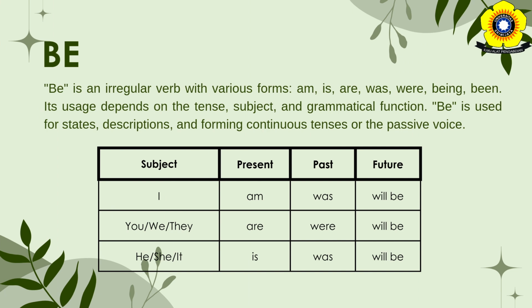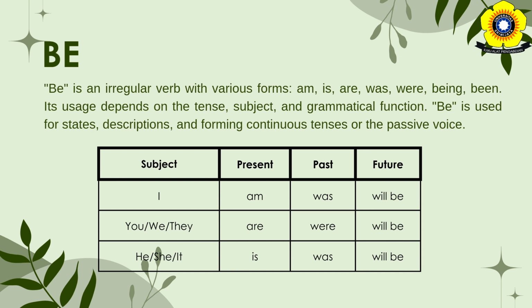Those are am, is, are, was, were, being, and also been. Its usage depends on the tense, subject, and grammatical function. Be is used for states, descriptions, and forming continuous tenses or the passive voice. Okay, in the table we can see the usage of be in present, past, and future.